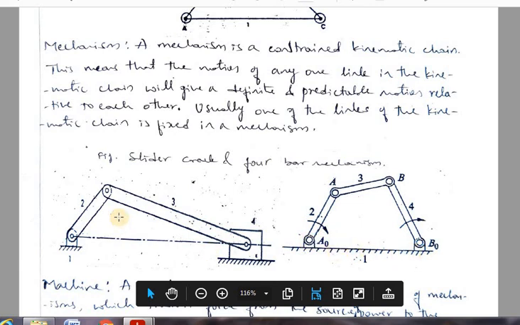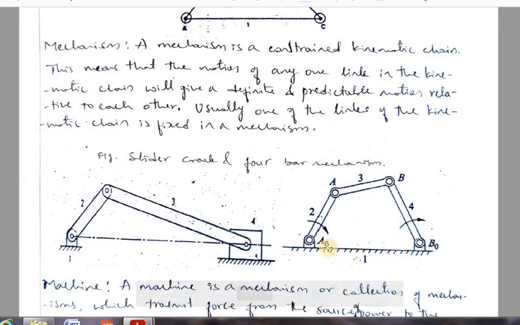And when we fix this link number 1, links 2, 3 and 4 will have relative motion between them, and this relative motion is definite and it is predictable. So it is called a mechanism. That is nothing but, link 2 can have a complete rotary motion, link 3 can oscillate and link 4 is going to slide. So it has a predictable, definite motion, so it is called a mechanism.